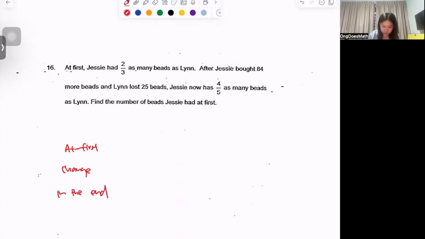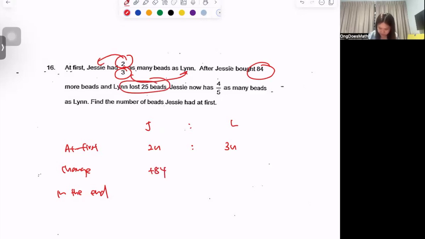So at first, these two belong to Jessie. So we have two characters, Jessie and Lynn. At first, Jessie has 2 units, and Lynn has 3 units. Then Jessie bought 84, so that's more, right? So you plus 84. Lynn lost 25, so minus 25. In the end, Jessie has 4, right? Instead of writing 4 units, I write 4 parts so that it doesn't confuse you. And this 5 belongs to Lynn. So Lynn has 5 parts. Cool?